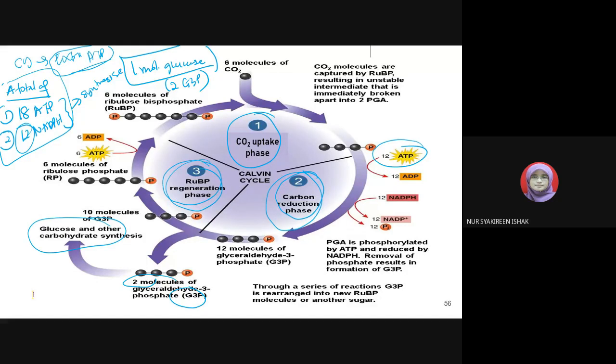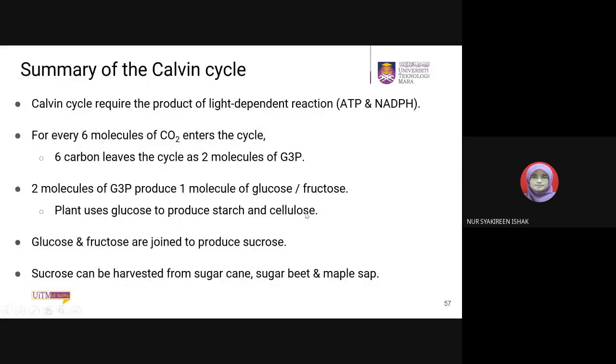Okay, so that is the Calvin cycle. Okay, so summary of the Calvin cycle. So the Calvin cycle requires the products of the light dependent reaction, ATP and also NADPH. For every 6 molecules of carbon dioxide that enter the cycle, 6 carbons leave the cycle as 2 molecules of G3P. Ini kena ingat. So maksudnya remaining 10 carbons akan remain in the cycle to regenerate back the RuBP molecule.